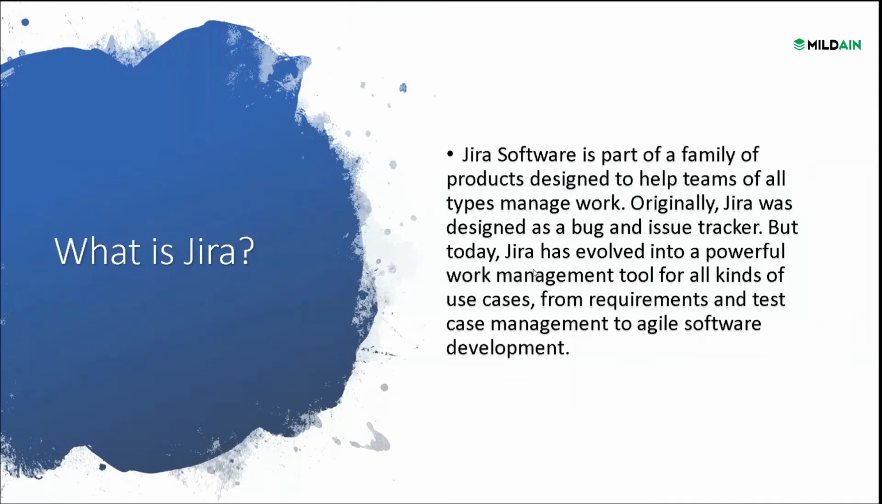Suppose it is done and closed, they close it, so that other people get notifications about what the other teams are working on, whether it is in deployment, development, or the testing phase. All these things can be tracked. And here we have different types of project concepts. Based on our requirements, we are going to create different projects. Next, Jira Software is part of a family of products designed to help teams of all types manage their work.